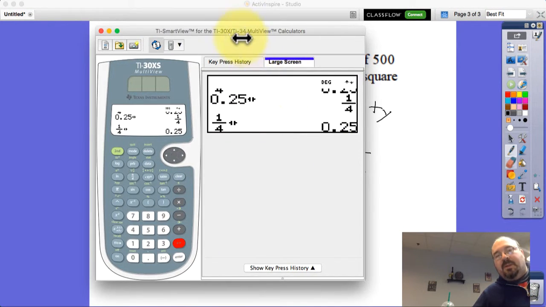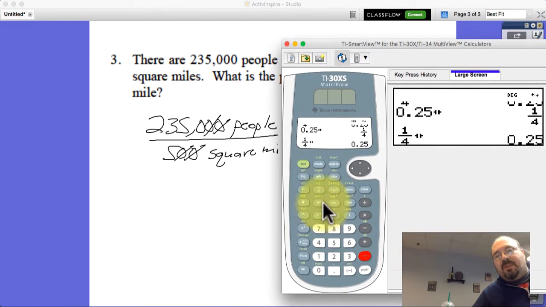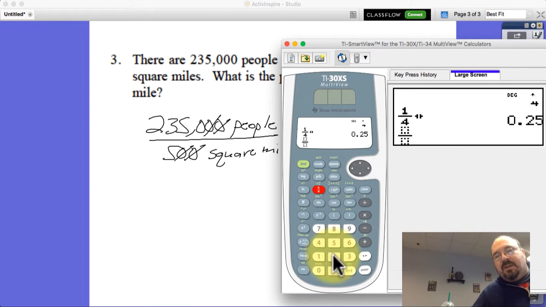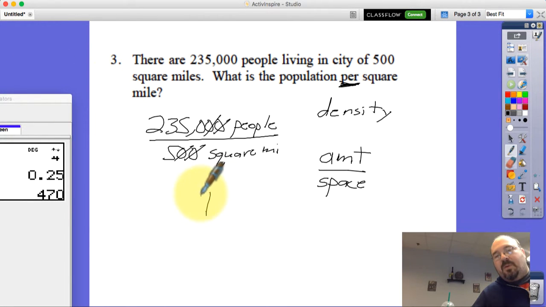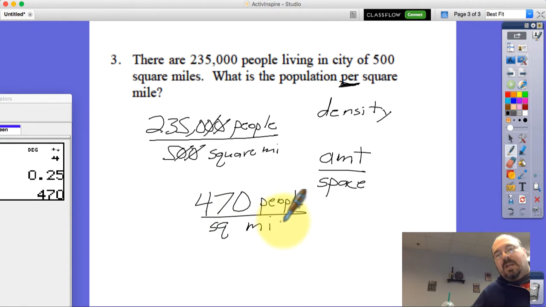And we just type in, well, I've got a fraction button, and then 2350, or you could have typed in the whole thing, and on the bottom we're just going to put 5, and we get 470. So 470 people per square mile. And that is it. That's our answer.